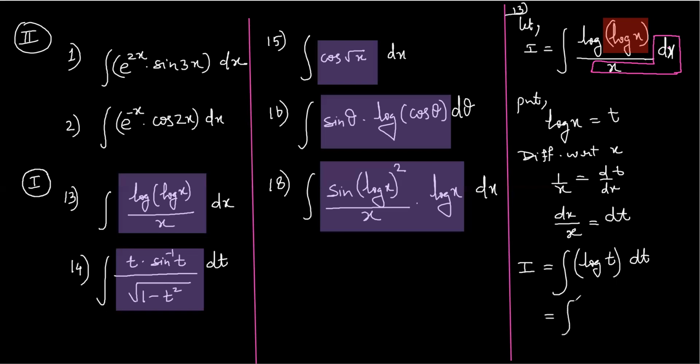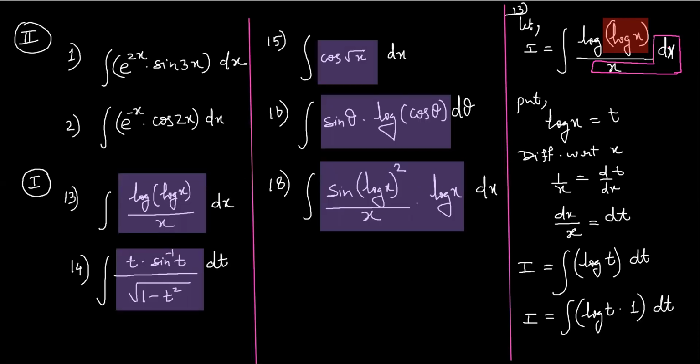What will I do? I will write this as log of t multiplied with 1 dt. And you always know, whenever we have a product of functions where one of them is 1 and I want to integrate by parts, I always write 1 as v. So we will apply integration by parts, and this second factor 1 we will take as v, and log t is u, so that we will have to integrate 1 only.